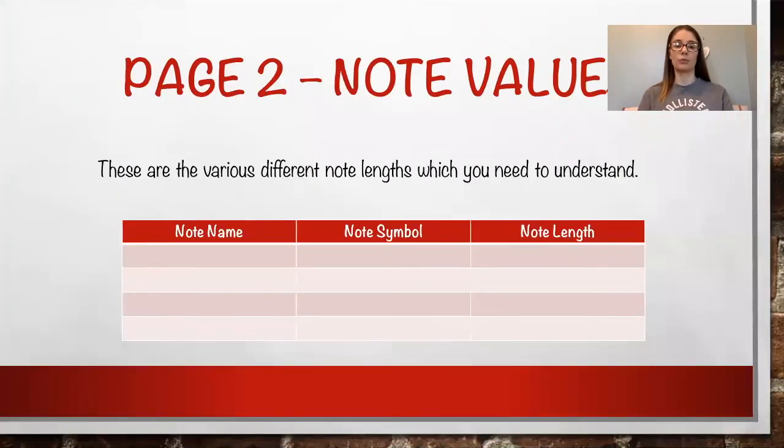Page 2, Note Values. There are various different note lengths which you need to understand. Semibreve, which looks like this and is worth 4 beats. Minim, which looks like this and is worth 2 beats. Crotchet, which looks like this and is worth 1 beat. And the quaver, which looks like this and is worth half a beat.